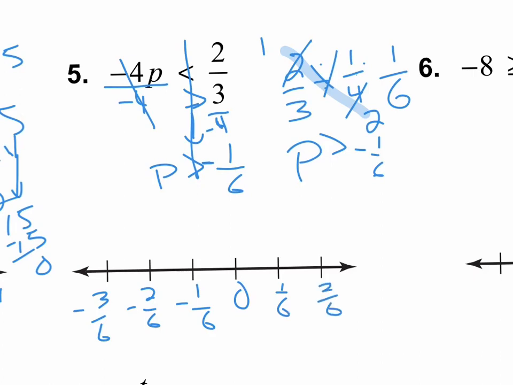It would be an open circle at negative 1/6, and then P is on the left, so I can use my arrow rule, and it's going to go that way. If you want, you can check: 0 is greater than negative 1/6. That is true, so it does go this way.